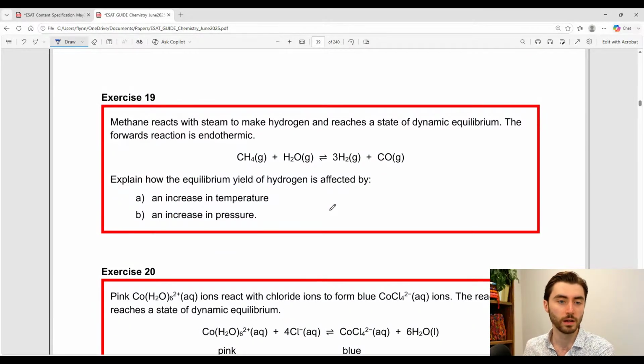So here, if the forward reaction is endothermic, increasing the temperature will move it in that forward direction, because that's endothermic. If we increase the pressure, again, we favor the side with fewer moles of gas, in this case the left, which has 2 moles of gas for the right-hand side's 4.